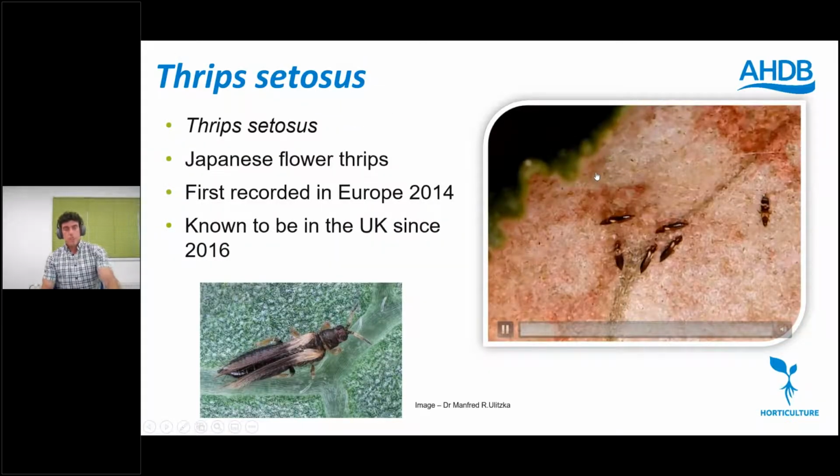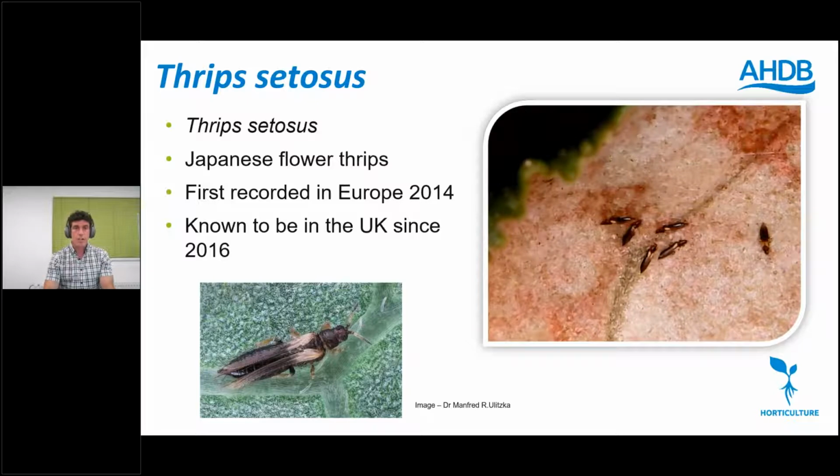So, Thrips setosus, it's a fairly recent pest. It's been in Europe for 6 or 7 years, and I think it's been in the UK for about 5 years now. We had our first confirmed case in 2019 on our nursery. I have a feeling we may have had it the year before that, but the first confirmed one was in 2019.